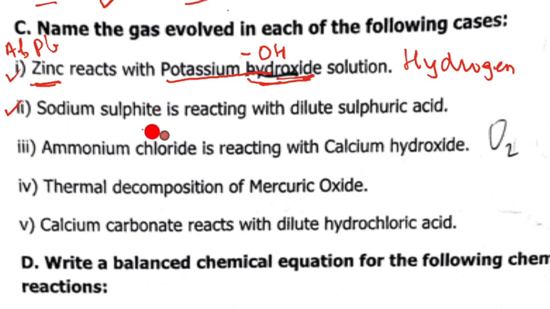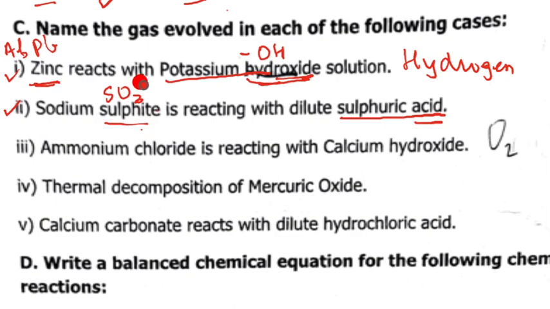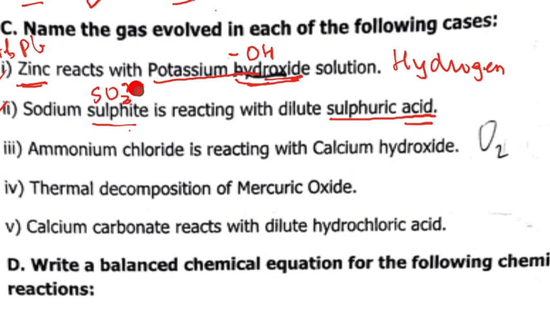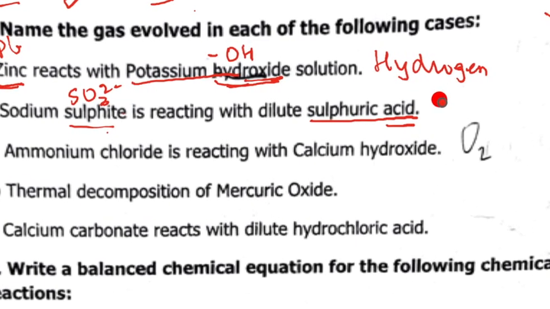Sodium sulfite is reacting with dilute sulfuric acid. Now the property of dilute acid, whether it is sulfuric acid or nitric acid or hydrochloric acid, remember sulfite is SO3 2 minus. So it is going to produce sulfur dioxide.